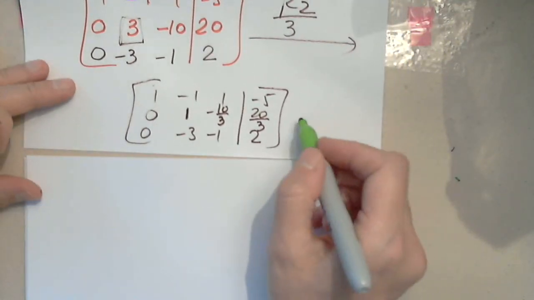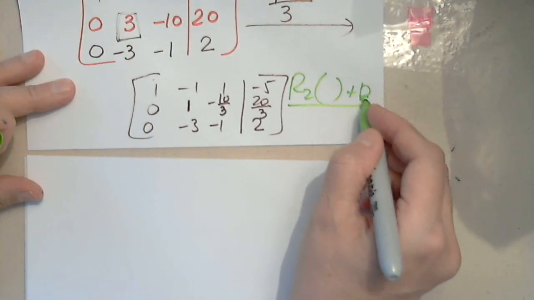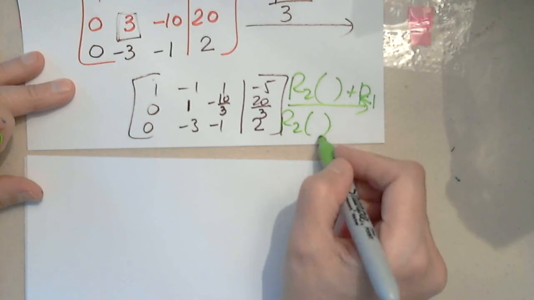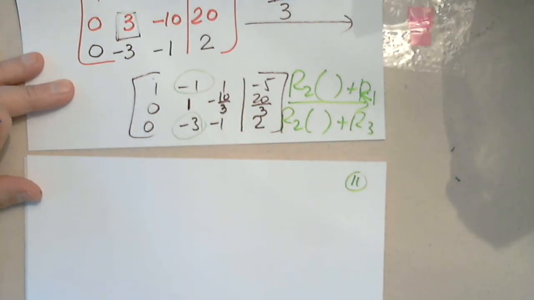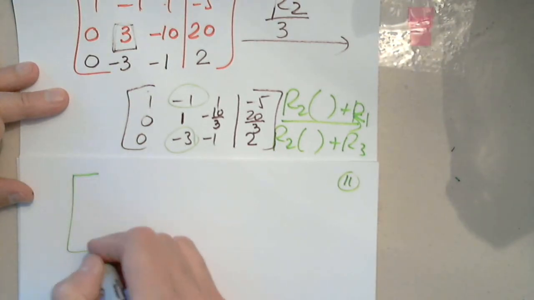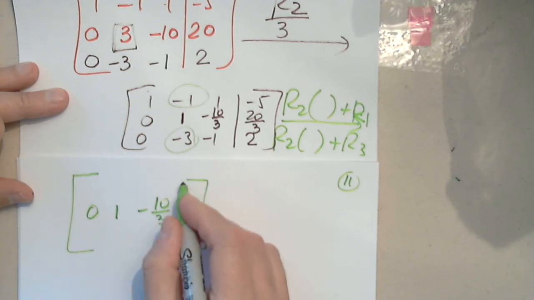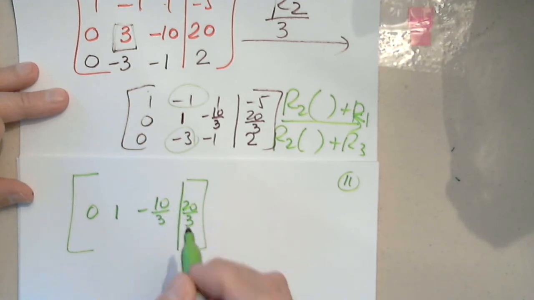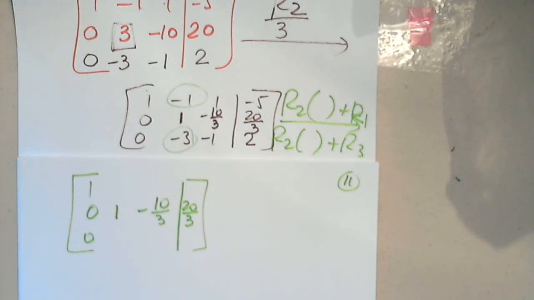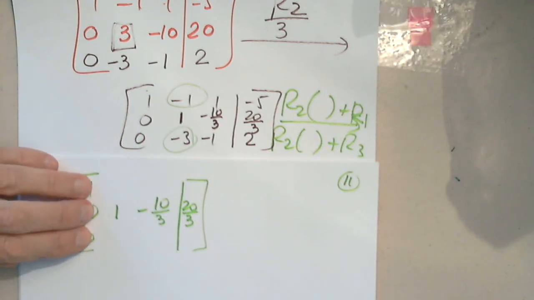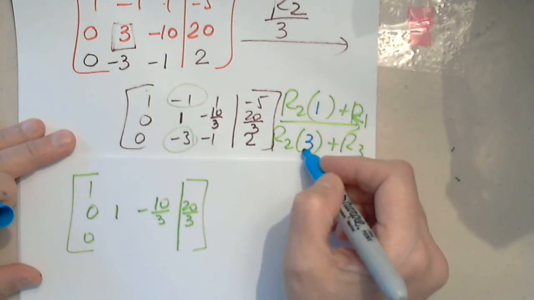Okay. I need to multiply row 2 by something and add it to row 1, and row 2 by something else and add it to row 3, because I need to eliminate this and I need to eliminate that. I copy row 2. And of course the 1 and the 0, of course, that cannot change. So we multiply by 1 and by 3.